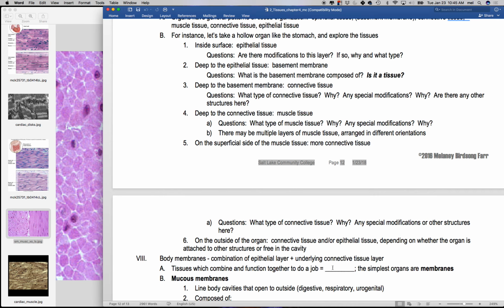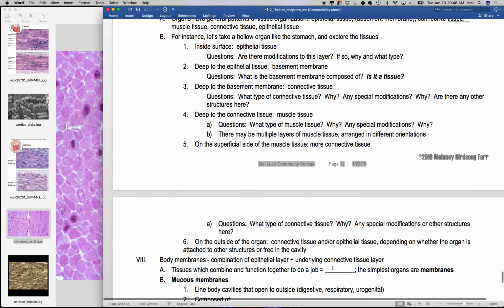Let's say the connective tissue could be areolar or dense irregular. If it was dense irregular, what might it tell you about the organ versus areolar? Any idea? What's dense irregular's characteristics? It's really strong in a bunch of different directions. So maybe that would be an organ that was under a lot of tensile stress, right? That makes sense? Okay. And then you're going to move through the muscle tissue.